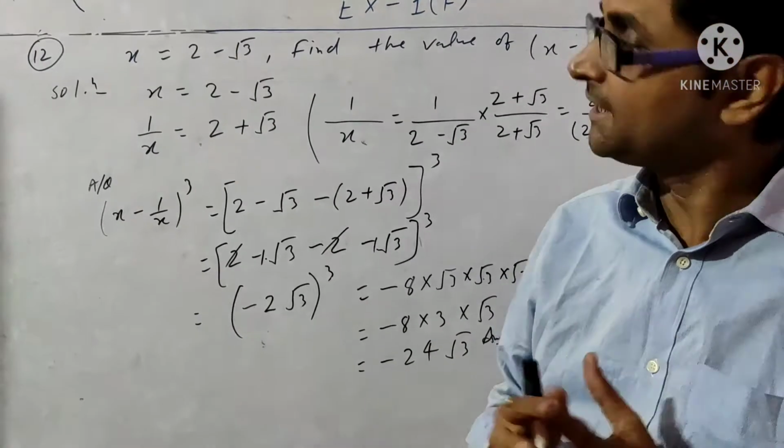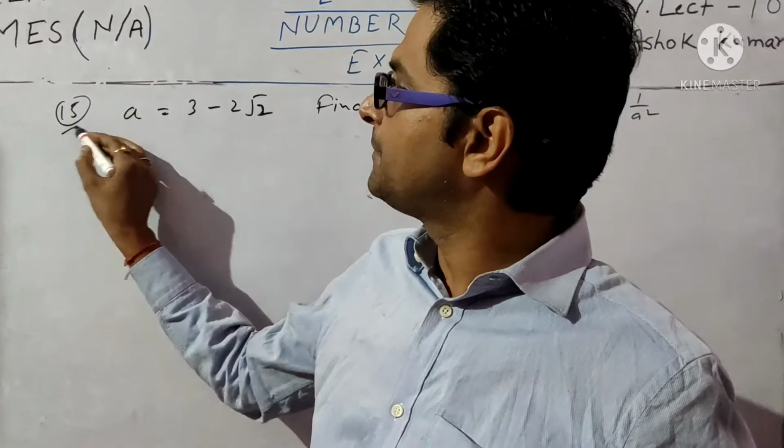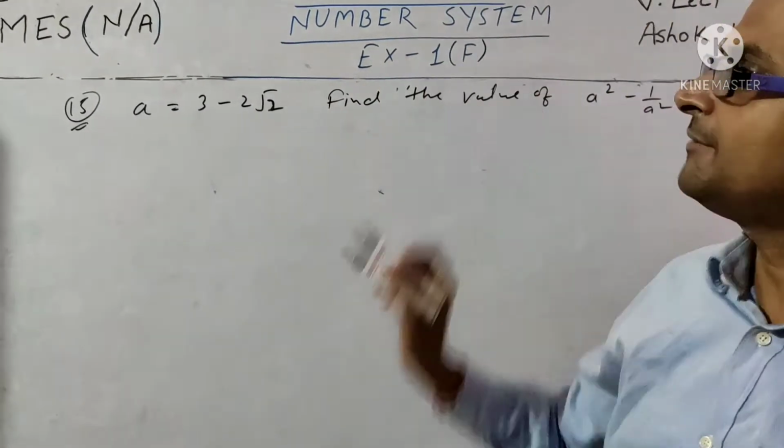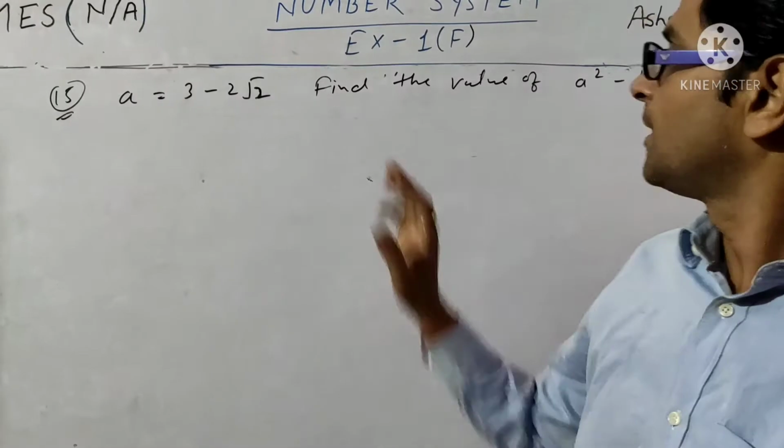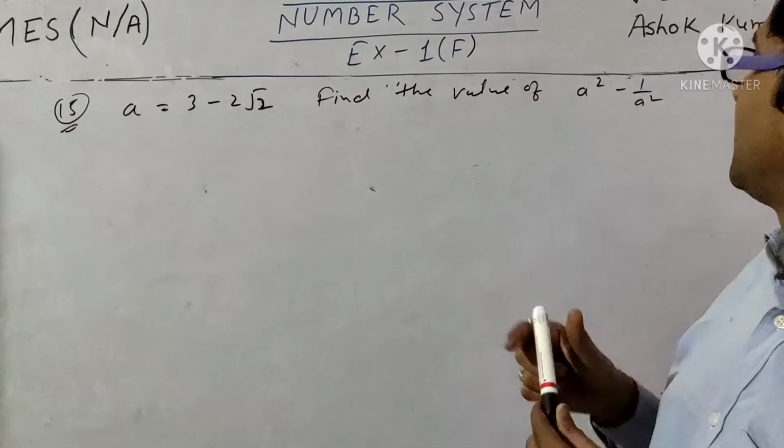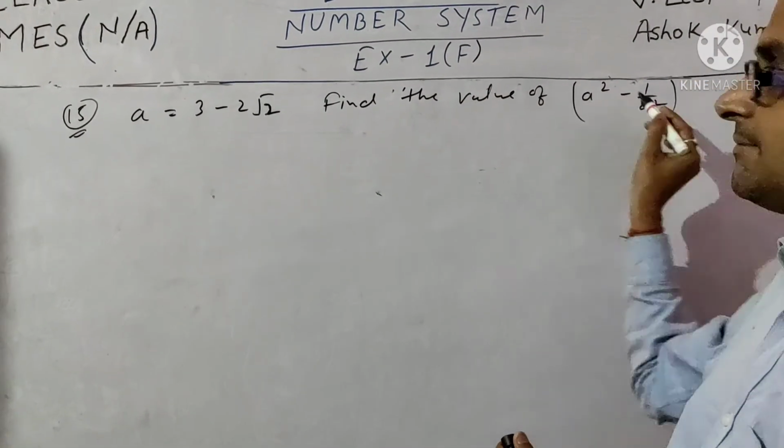Question number 12 done. The next question is question number 15 in exercise 1F. A is equal to 3 minus 2 root 2. Find the value of a square minus 1 by a square. This value. Okay, student.